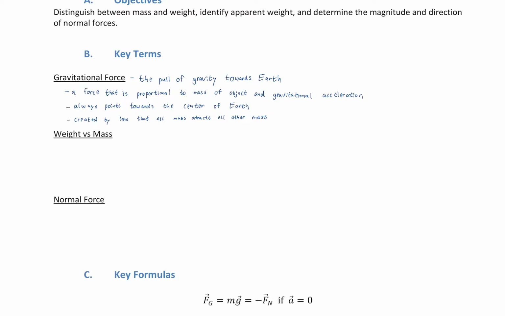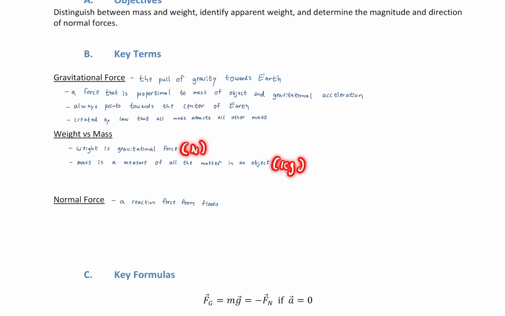So what is the difference between weight and mass? Well, weight is just gravitational force. Those are synonyms, interchangeable terms. Mass is a measure of all the matter in an object, and weight is a force. One has units of kilograms, the other has units of newtons.